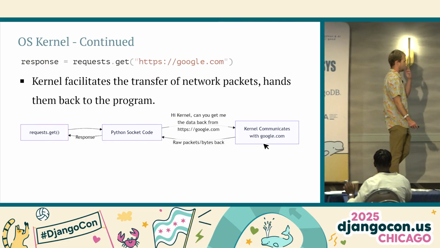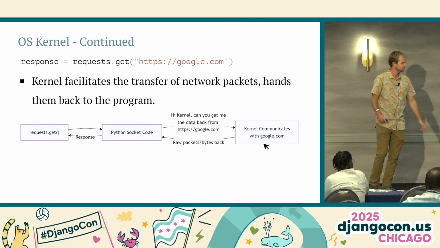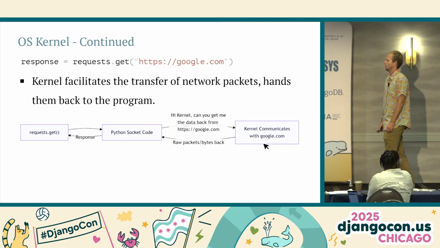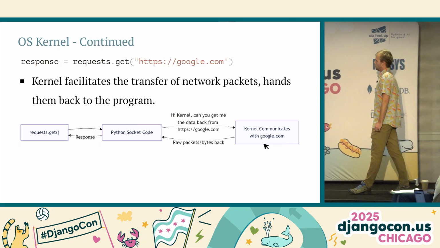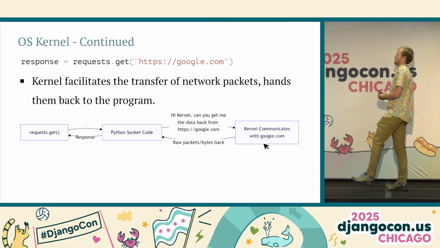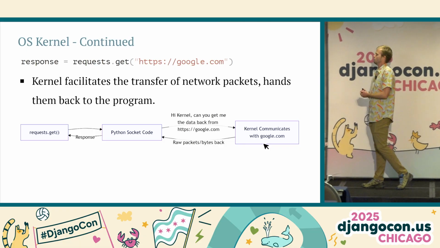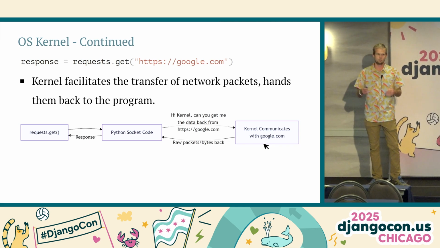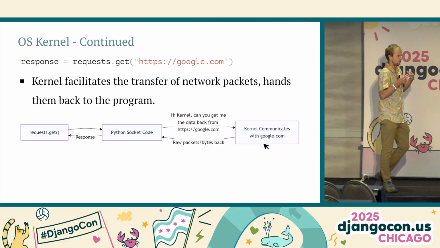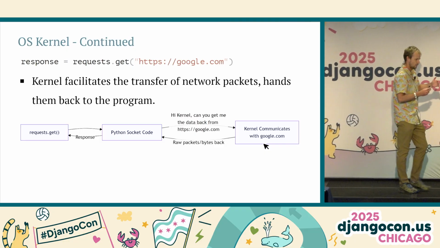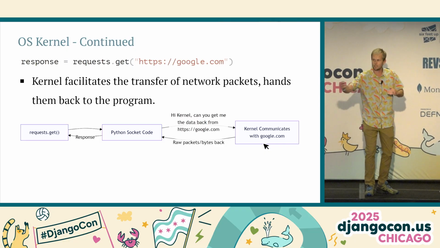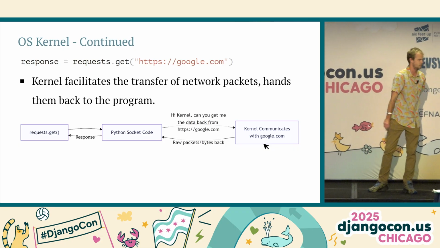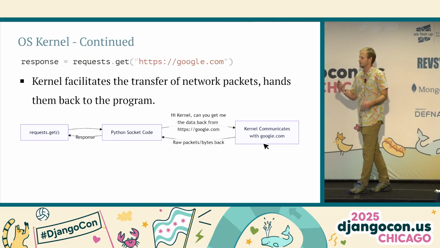So this diagram here, I'm just simulating requests.get https google.com. Most of us are familiar with that. The important thing to mention is that the kernel is the one that facilitates the actual transfer of the network packets and hands them back to the program. Python is not actually doing everything here. Python is, at the low level, communicating with the kernel, and then the kernel's job is to go fetch those packets and bring them back. And yes, I know I didn't talk about DNS. We're not going there today.